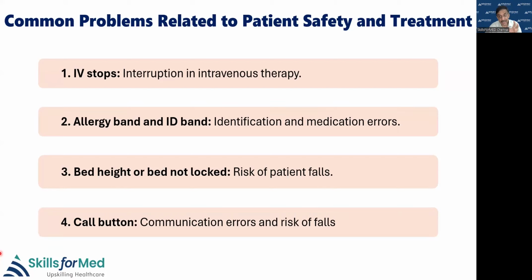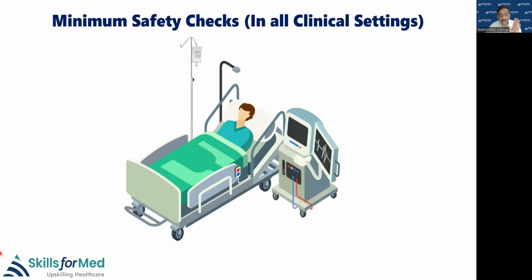So you can see that almost 80 to 90% of the errors happen because of these simple things: medication errors, identification errors, falls, and patient communication errors. So by doing these 5 essential safety checks, you will actually minimize 80% of errors. Very, very important. So what are these 5? 3 on the hand and 2 on the bed.